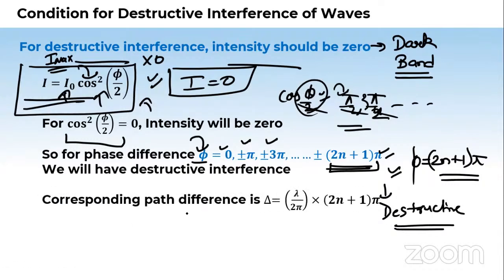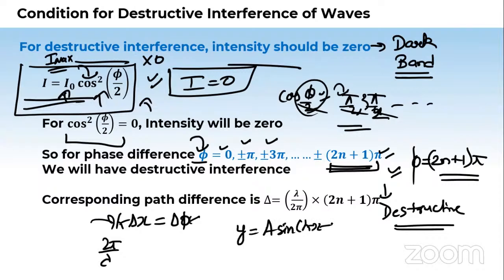And if we talk about the path difference, so what's the path difference? k delta x equals delta phi, where k is equal to 2 pi by lambda. I hope you have seen these things in waves. What is the wave number? Let me tell you. Suppose we have a wave equation. This is the actual equation of a wave. k is the wave number, omega is the angular frequency.